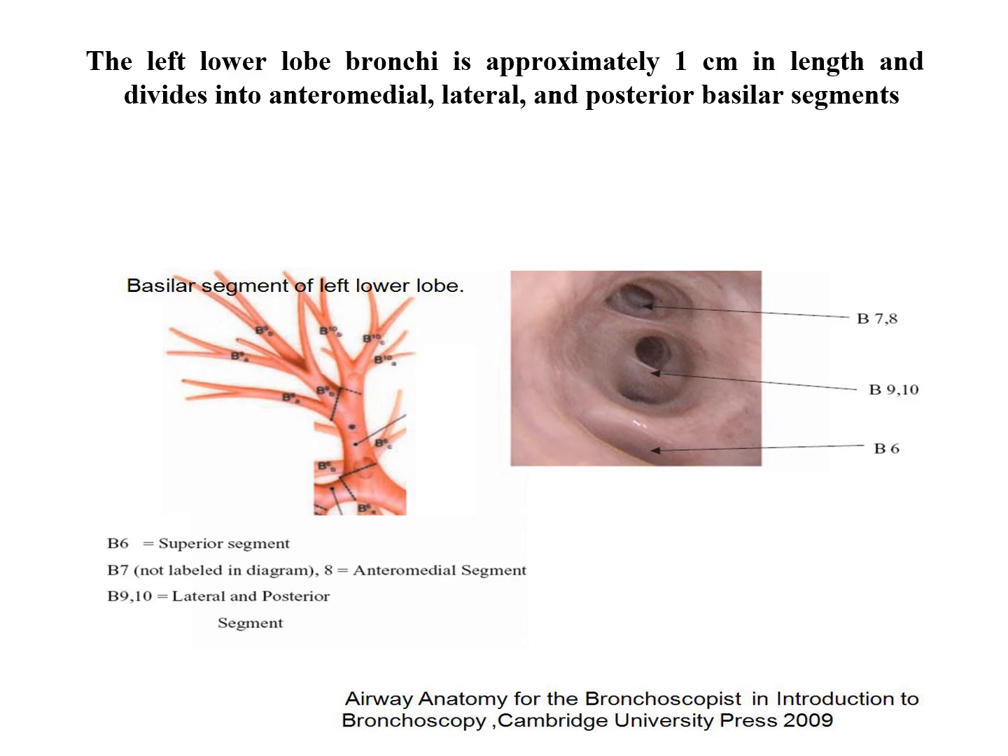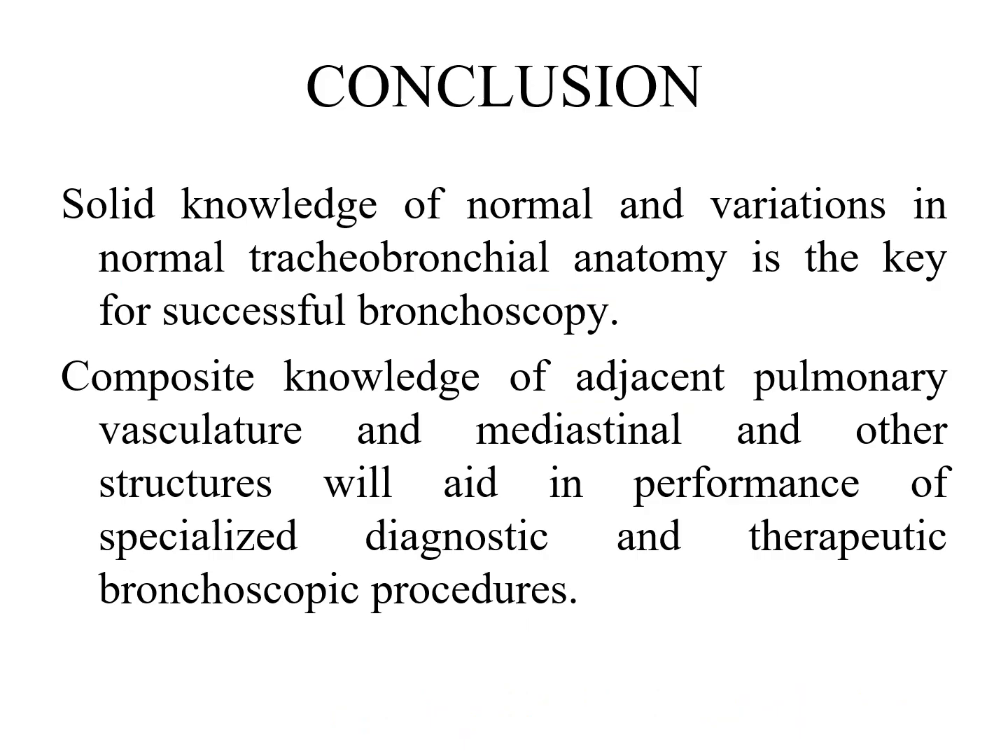Conclusion. Solid knowledge of normal and variations in normal tracheobronchial anatomy is the key for successful bronchoscopy. Composite knowledge of adjacent pulmonary vasculature and mediastinal and other structures will aid in performance of specialized diagnostic and therapeutic bronchoscopic procedures.